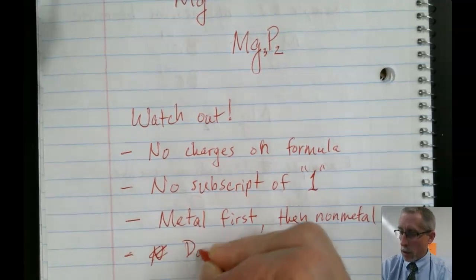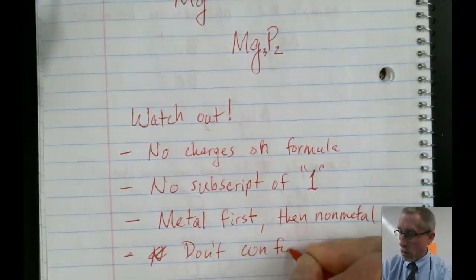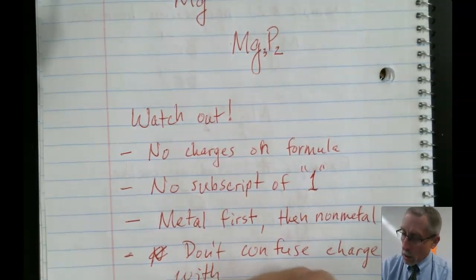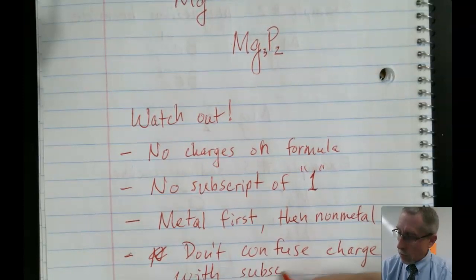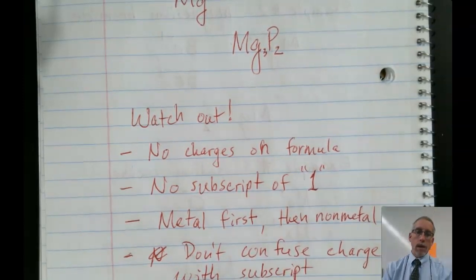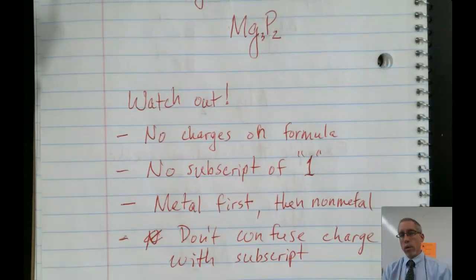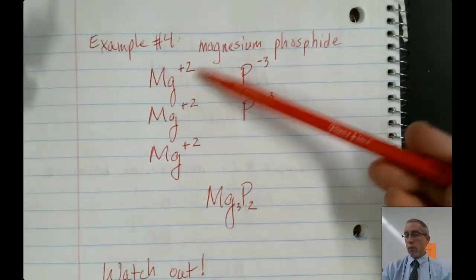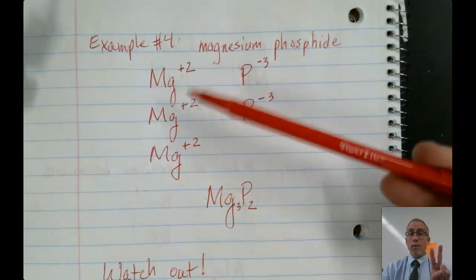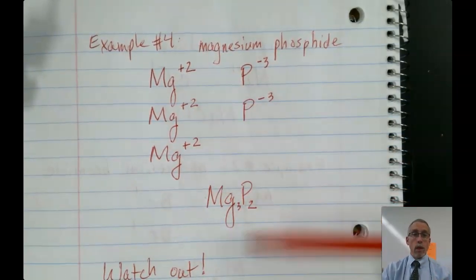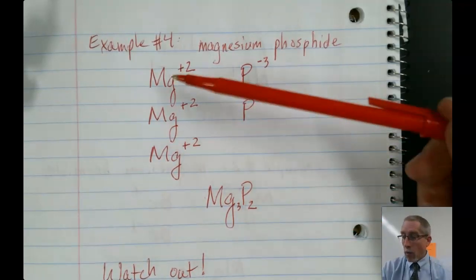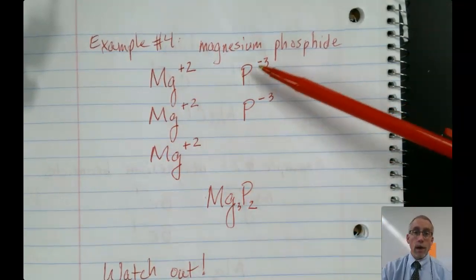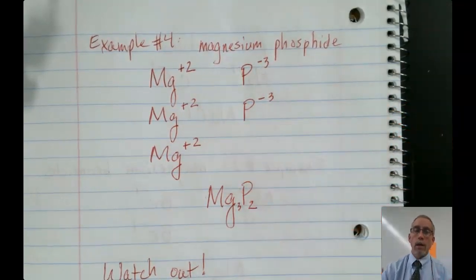And let me write it this way. Don't confuse charge with subscript. Now I'm going to tell you exactly what I mean by that one. Don't mix up the charge with the subscript. Here's the one right here. Notice the charge on the magnesium was +2. The subscript on magnesium was not 2, though. It was 3. The subscript is a counting number. How many do you see on your paper? 1, 2, 3 of them. How many phosphorus or phosphide ions? 2 of them. That's what we're putting in as a subscript.